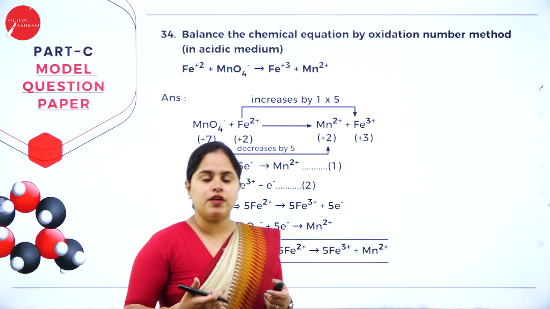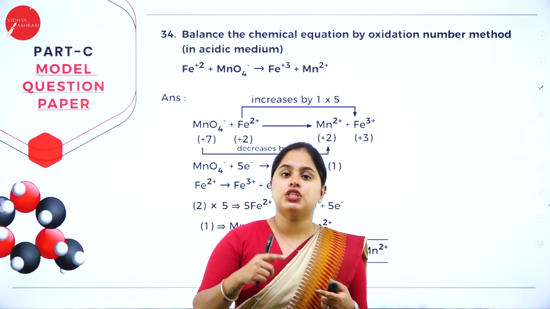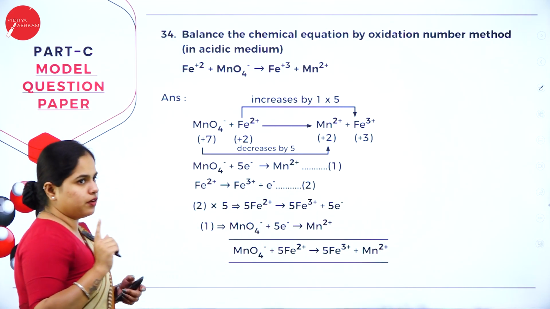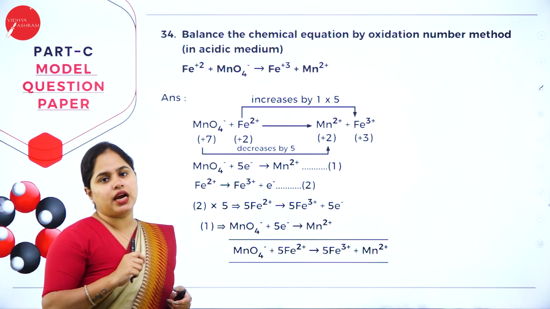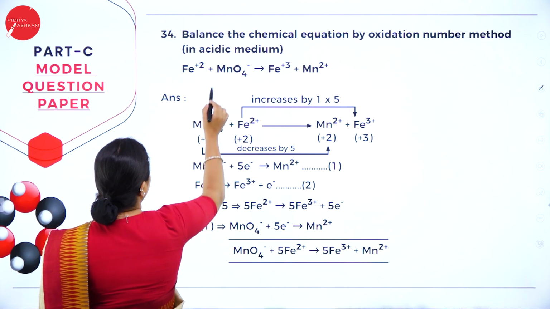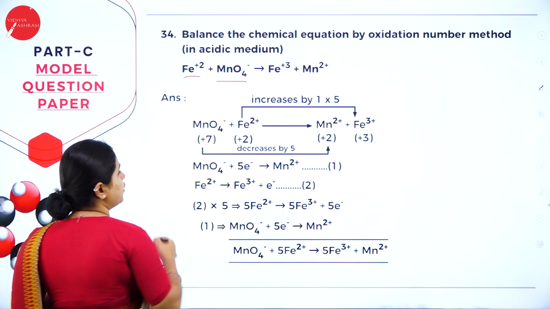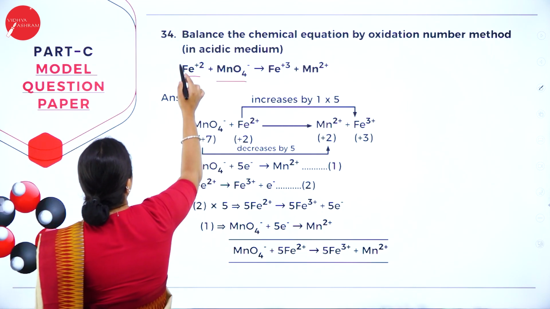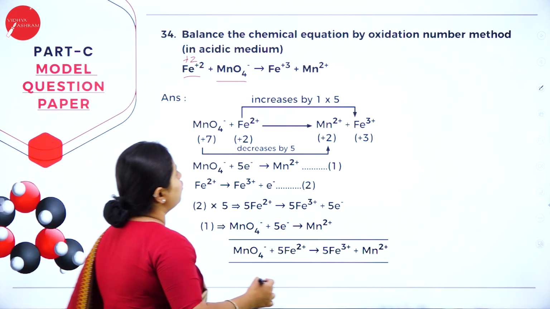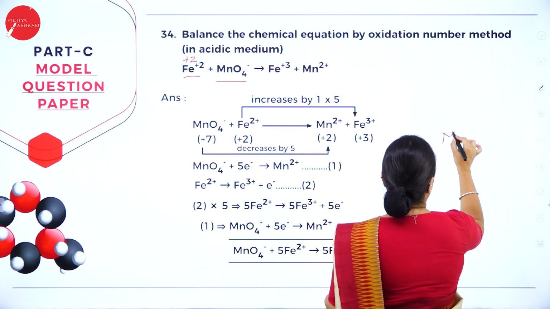What is the next step? We have to identify the oxidation number of each of these atoms. So we have to calculate the oxidation number, and then we can identify which is undergoing oxidation and reduction. So coming on to MnO4-. Of course, in Fe2+, what is the oxidation number? It is easy to calculate. Whatever is the charge, that is the oxidation number. Now in MnO4-, let us calculate.